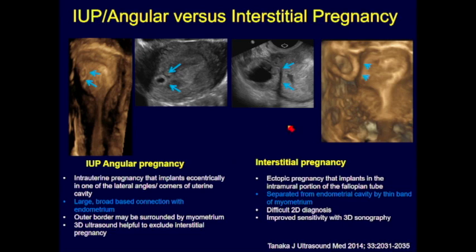So these blue arrows show that there's a broad-based connection of the sac to the endometrium with the IUP angular pregnancy, and then on this side, the arrows are showing you that there's a thin band of myometrium separating the sac from the endometrial cavity. It can be a difficult 2D diagnosis, and at my institution, we do 3D ultrasound and get the coronal view on all patients, pregnant or non-pregnant, and we have found increased sensitivity in making this diagnosis with the 3D view.